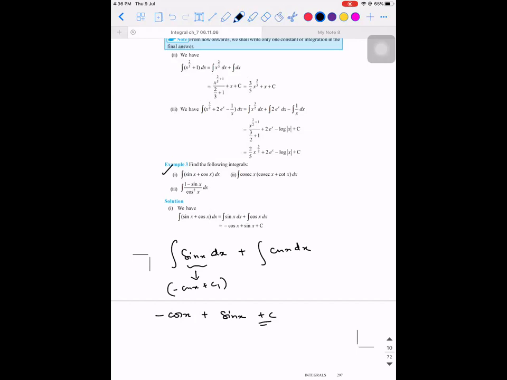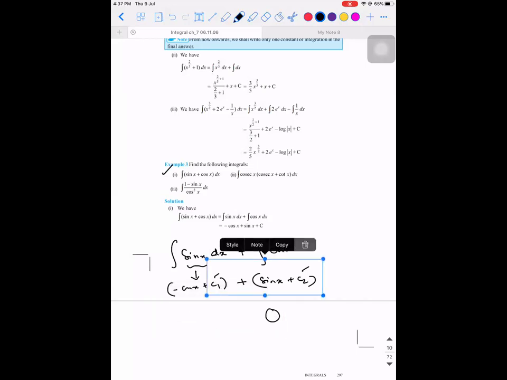So minus cos x plus c1 plus sin x plus c2. The c1 plus c2 I'm calling as c. You need not specify 2c. Constant can be anything. You need not concentrate on the c at all. You can just take it as two different variables. Okay. Next.